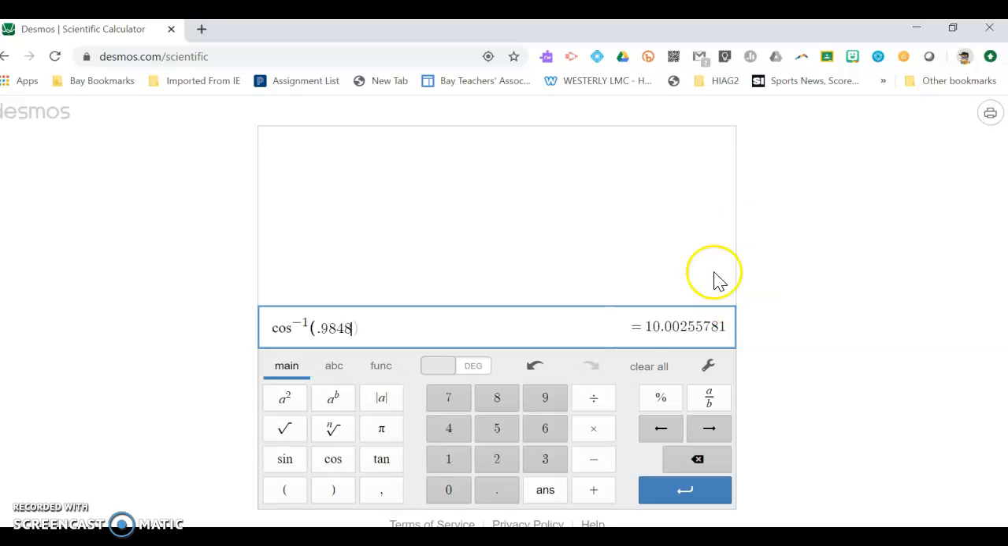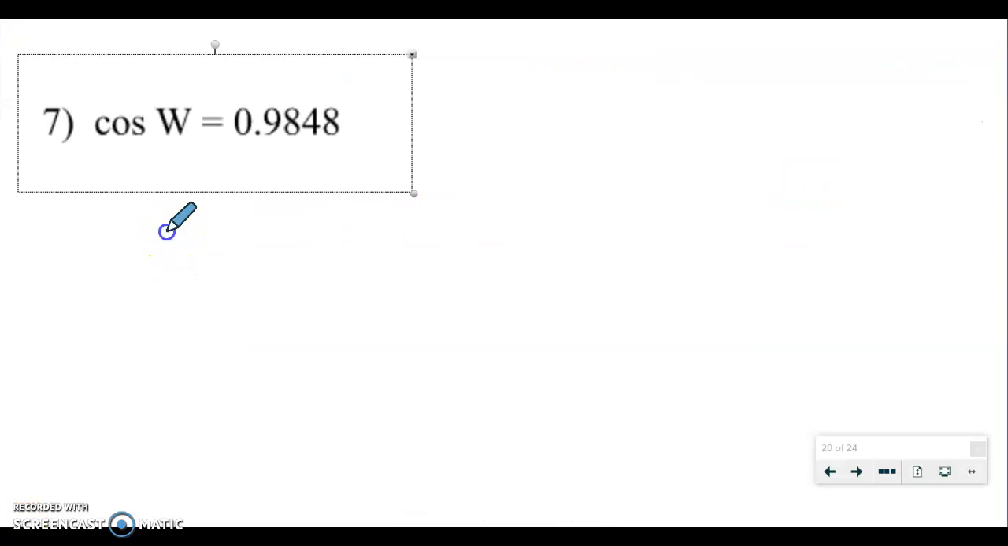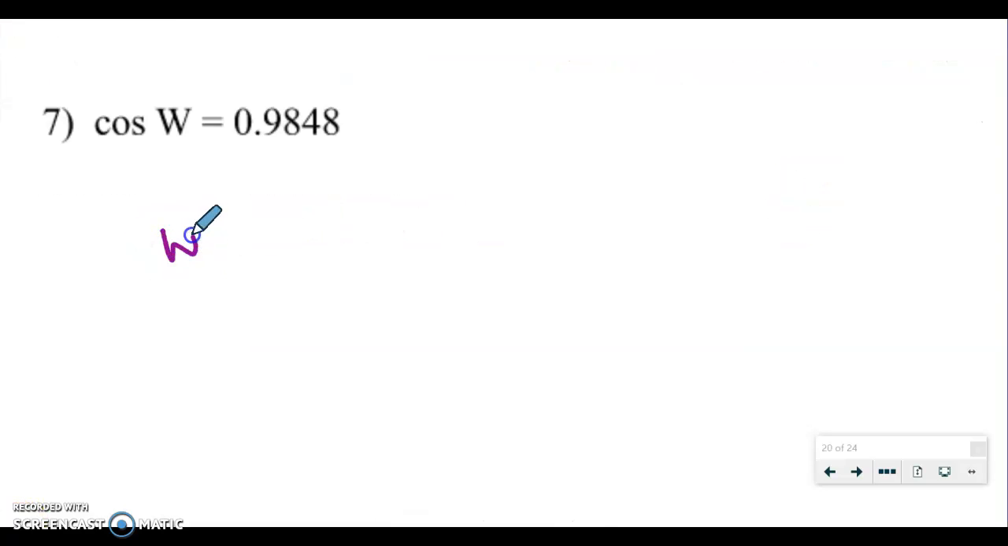So if I go onto my calculator and just press cosine of 10, you would see that I get 0.9848, which we were looking for. So W is 10 degrees.